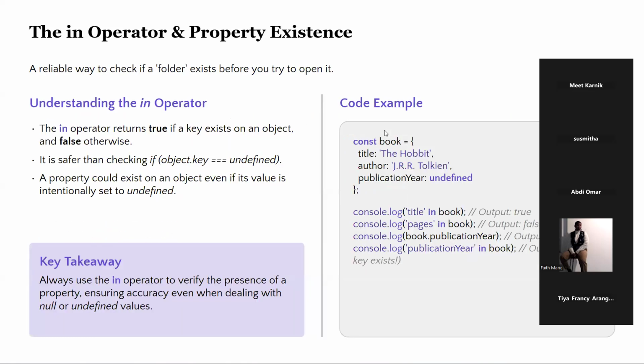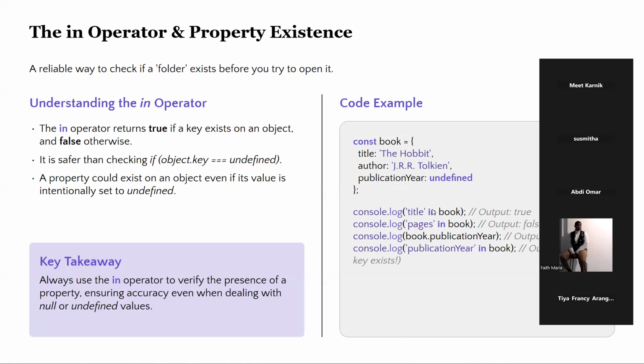Okay, I hope this made things clear. Now let's check whether there's another way to check if a property exists as well.